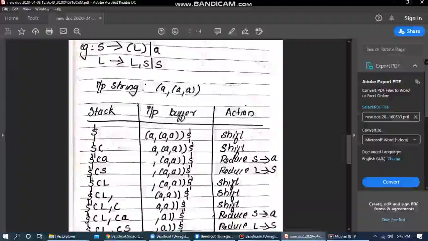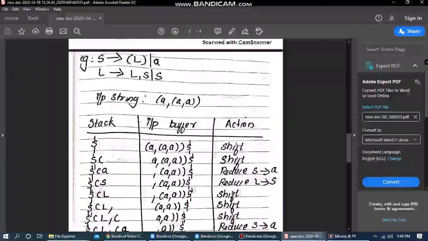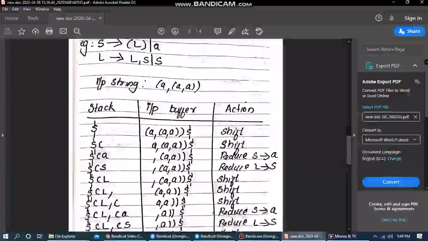Okay, then shift is performed. What is the next element to be pushed into the stack? It is the comma, so push the comma onto L. Also don't forget to write which action is performed in the action column. Then in the stack there is dollar open bracket L comma. Compare with the grammar. Nothing is similar, because L comma S is there. If L comma S is there, we can just reduce by L. So there is no L comma S, just L comma. So again we perform shift.